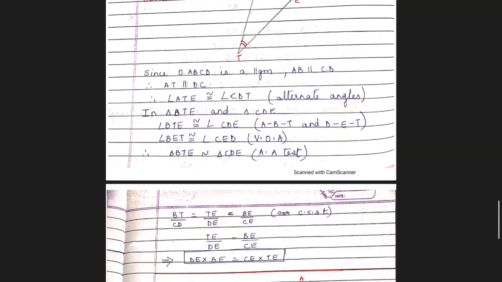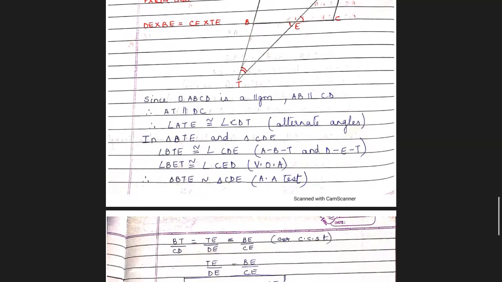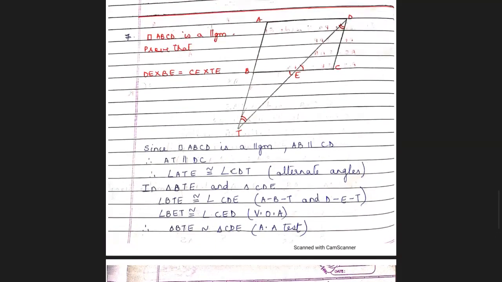Now, write the sides in proportion. See, even here if you observe, how have I written it in correspondence? BTE. Now, B corresponds to C over there. T corresponds to D because they alternate. So they both are equal. So where T comes here, D should come in that place for the other triangle. E of course is common for both.